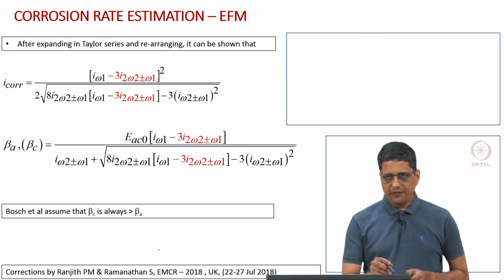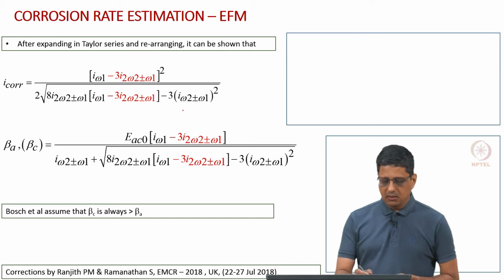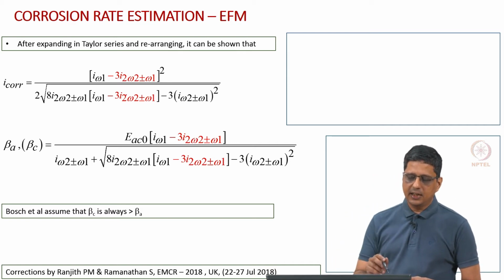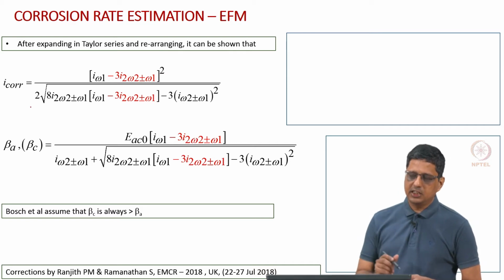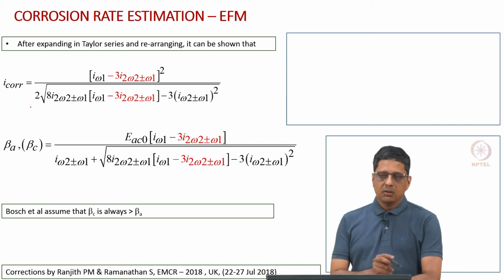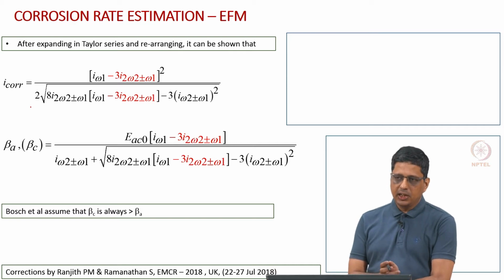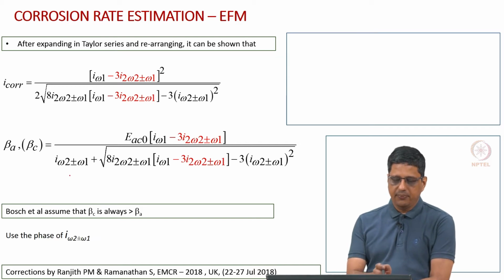And after expanding, what Bosch et al. have proposed is given in the black color font here, but our group has identified some small mistake there, and that correction is given in the red color font here. So, ICOR has to be corrected, beta A and beta C have to be corrected. Bosch et al. have assumed that beta C is always greater than beta A, but if you monitor the phase, it should be possible to identify which is beta A and which is beta C.